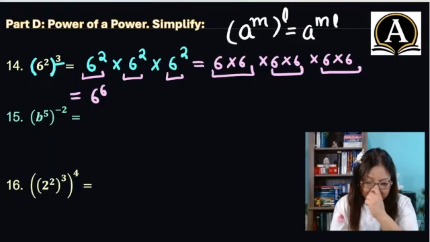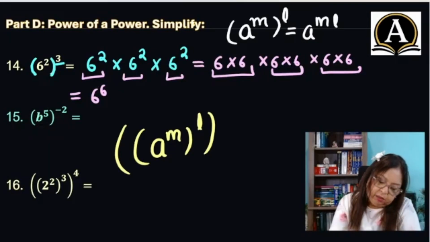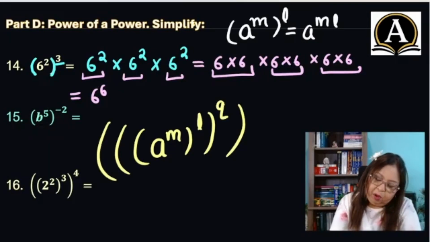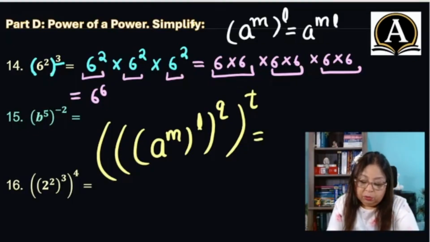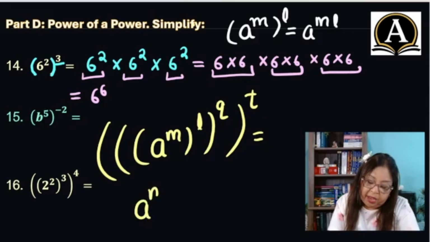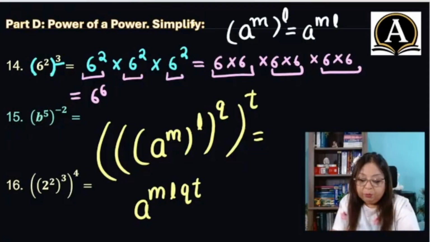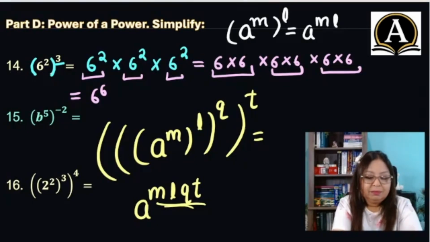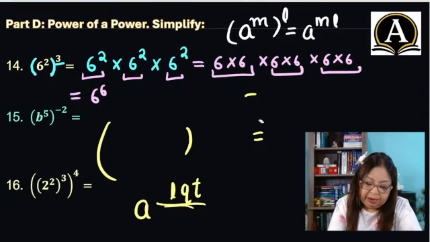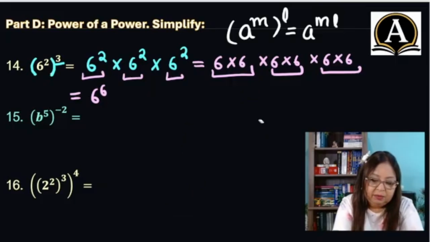Now if you had more than just 2 powers, for instance, a to the power m to the power l to the power q to the power t, and so on, you can keep on going. All you will do to get the answer is multiply all these powers by each other. If I had more powers, all I would do is multiply it with this product over here. Cool? Cool. All right, let me erase this so we can work on problem number 15 and 16.